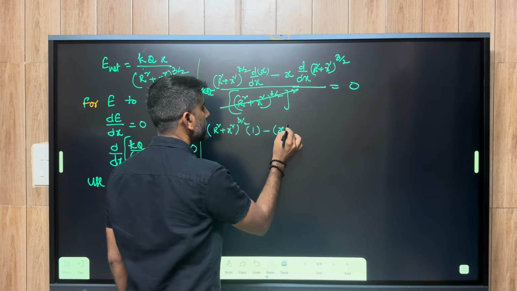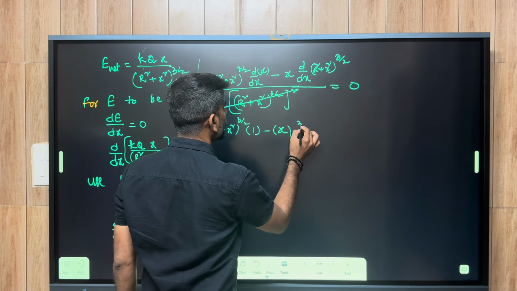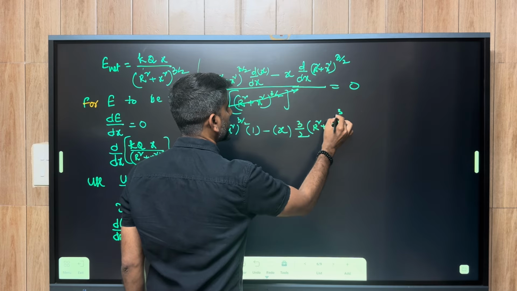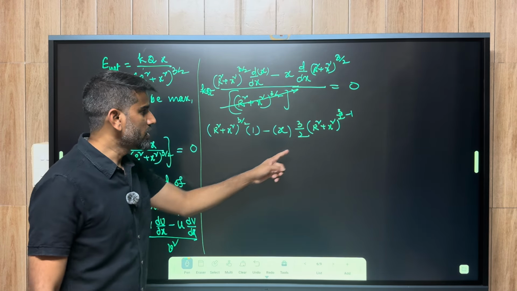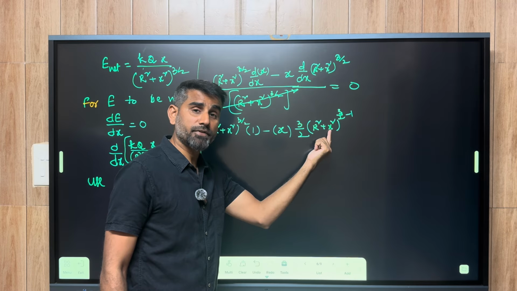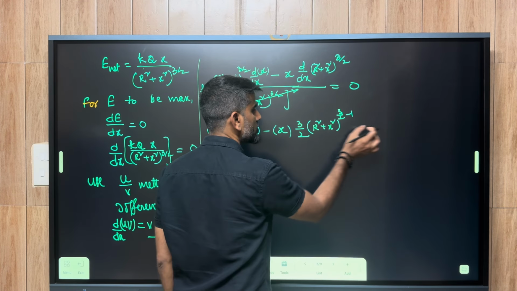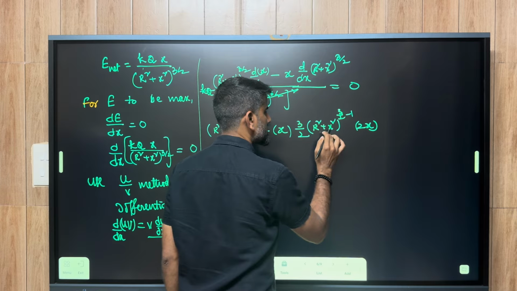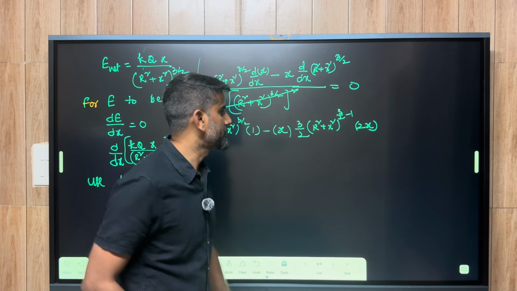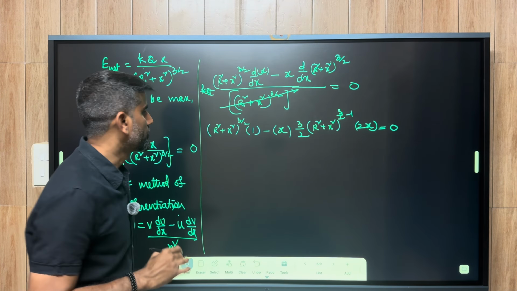Now minus x and differentiation of this one. Differentiation of x to the power n is n into x to the power n minus 1, so 3 by 2 into the power minus 1. Okay, this is not x, we have the function x square here, so the chain rule also applies. If we use the chain rule, we have to differentiate this inner function as well. So differentiation of x square is 2x, right, is equal to how much? 0.